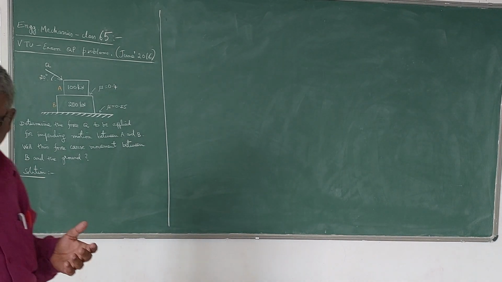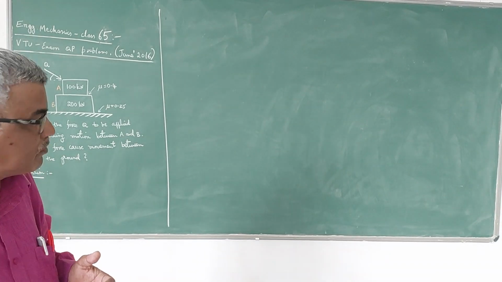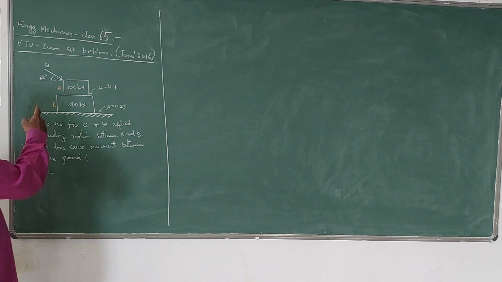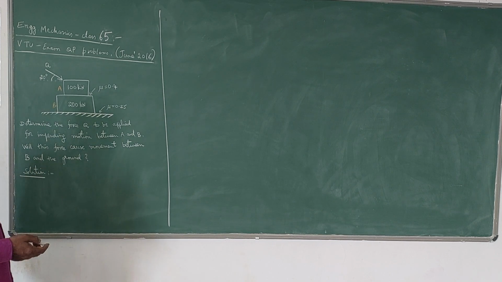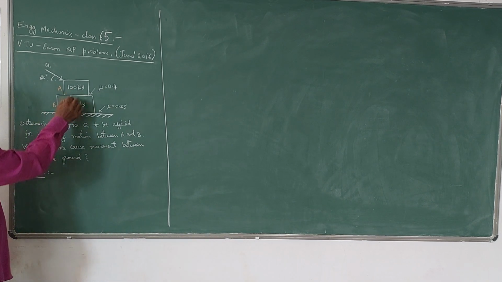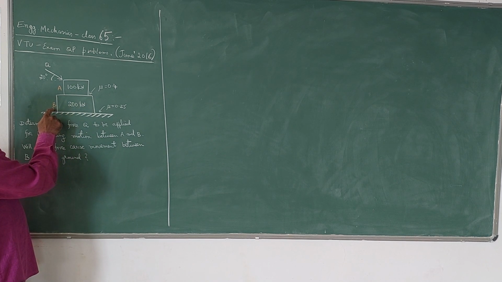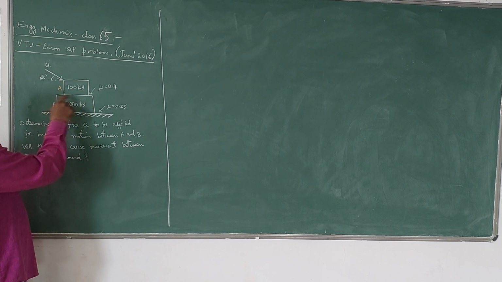Let us take another examination problem. So VTU question paper, June 2016. This is a block friction problem with connected bodies. One block is lying on the other block. The 200 kN block is at the bottom, that is block B, and block A is 100 kN.